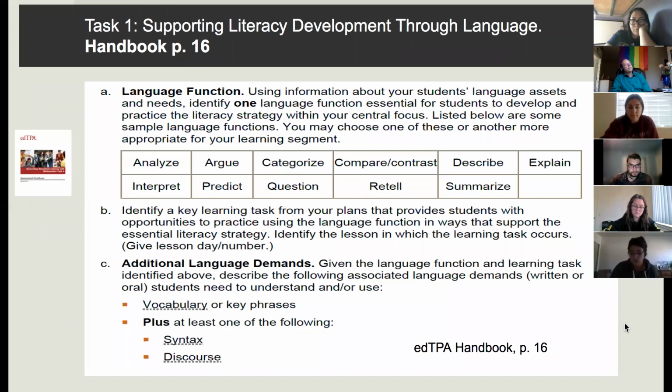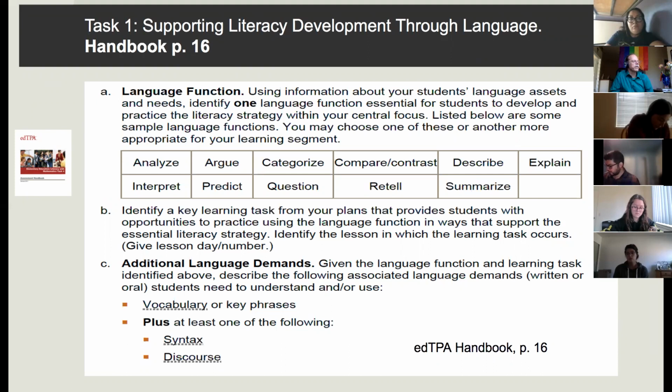In the handbook, page 16, it talks about language function. And it gives you all these different words of things to think about. You're not doing all of these. You're going to pick one of these, right? But as you do your lessons, you call these out, then that becomes evidence in your filming of what's going on. Again, you're identifying a key learning task.